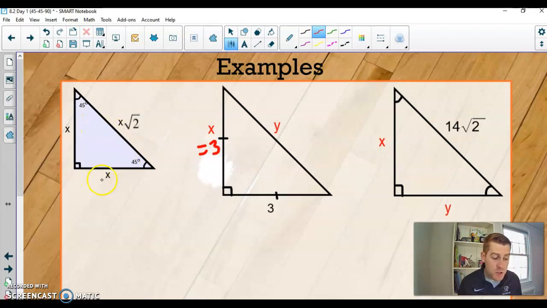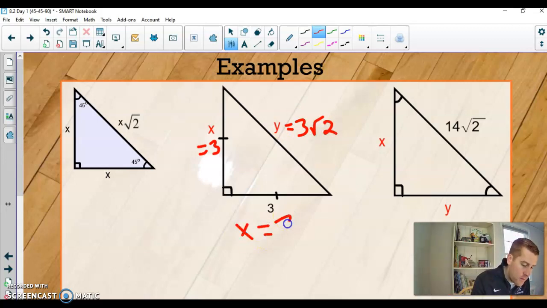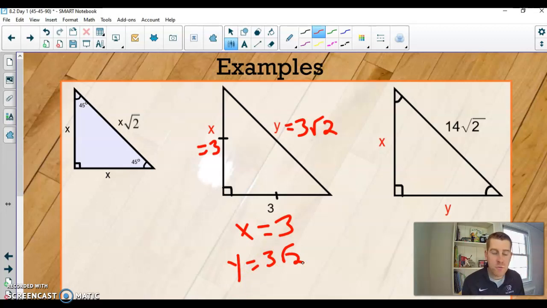And then using the relationship, I want to figure out what the hypotenuse is. Since the legs are 3, the hypotenuse has to be that times the square root of 2. So y is going to equal 3 square root of 2. And folks, that's it. x is going to equal 3, and y is going to be 3 square root of 2. So there's the first thing to remember: whenever we're going from leg to hypotenuse, we're going to multiply by the square root of 2.